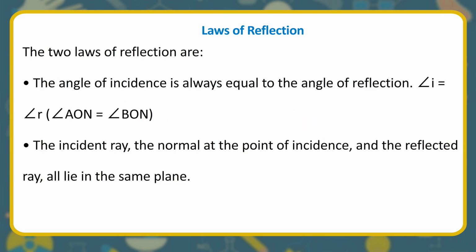The two laws of reflection are: the angle of incidence is always equal to the angle of reflection, i equals r, angle AON equals angle BON. The incident ray, the normal at the point of incidence, and the reflected ray all lie in the same plane.